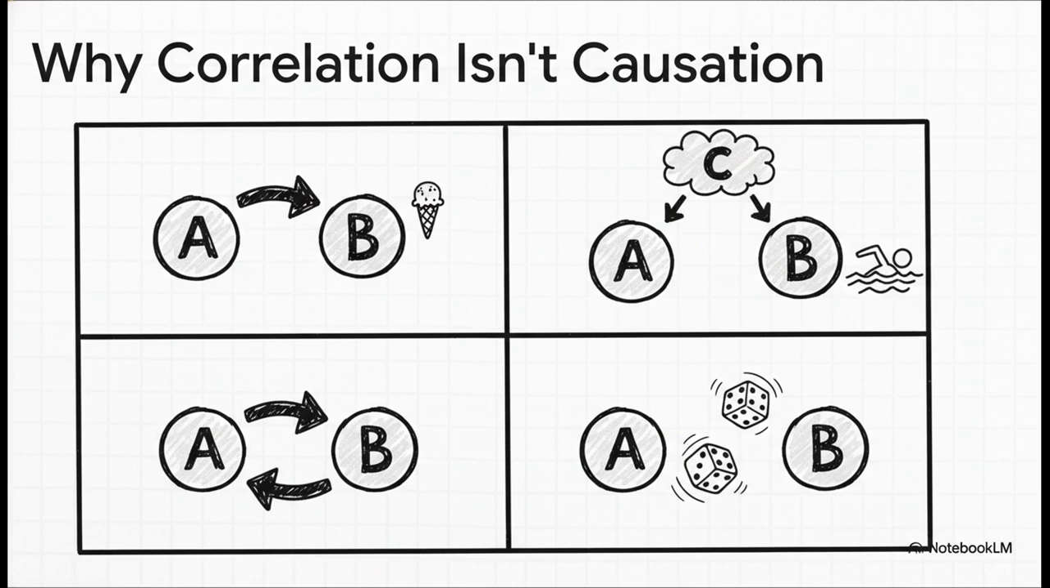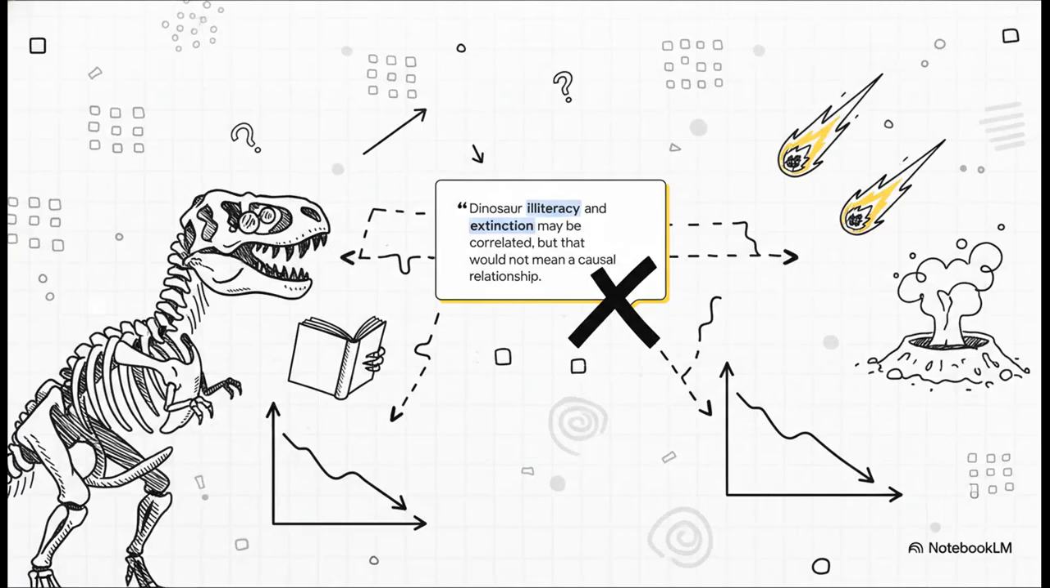A total coincidence. I love this quote because it just shows how silly it can be to assume causation from correlation. Yeah, you could probably find a strong negative correlation between the number of dinosaurs who could read and the dinosaur extinction event. But it would be completely and utterly meaningless, right? A pattern is just a pattern. The real work is proving why it exists.